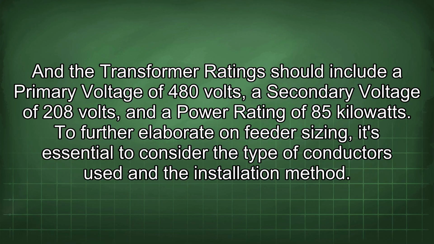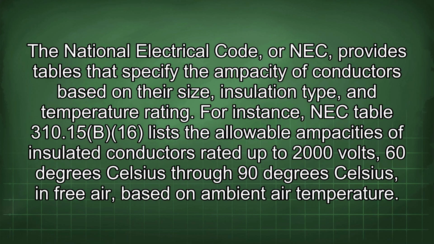To further elaborate on feeder sizing, it's essential to consider the type of conductors used and the installation method. The National Electrical Code, or NEC, provides tables that specify the ampacity of conductors based on their size, insulation type, and temperature rating. For instance, NEC Table 310.15(B)(16) lists the allowable ampacities of insulated conductors rated up to 2000 volts, 60 degrees Celsius through 90 degrees Celsius, in free air, based on ambient air temperature.